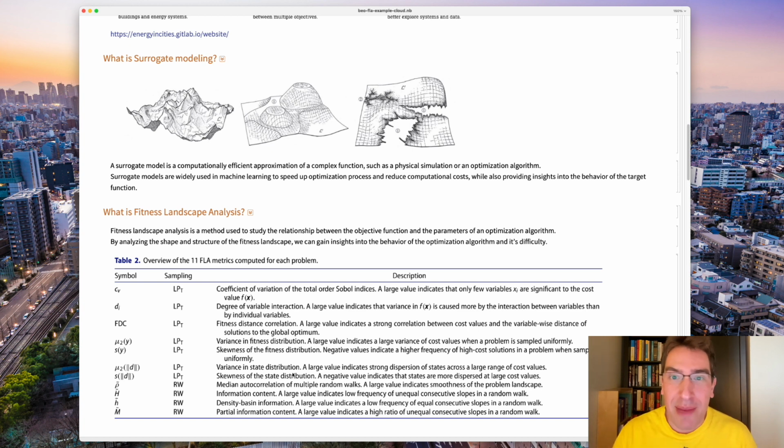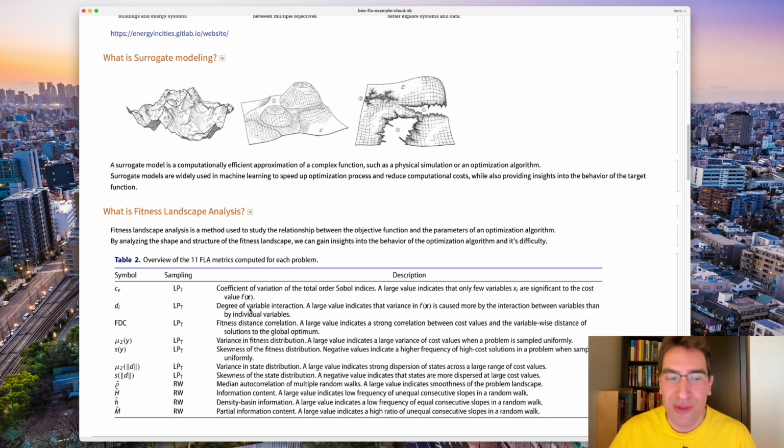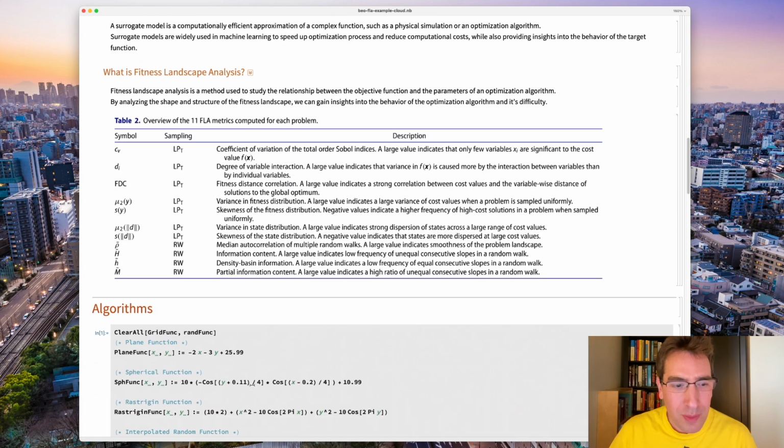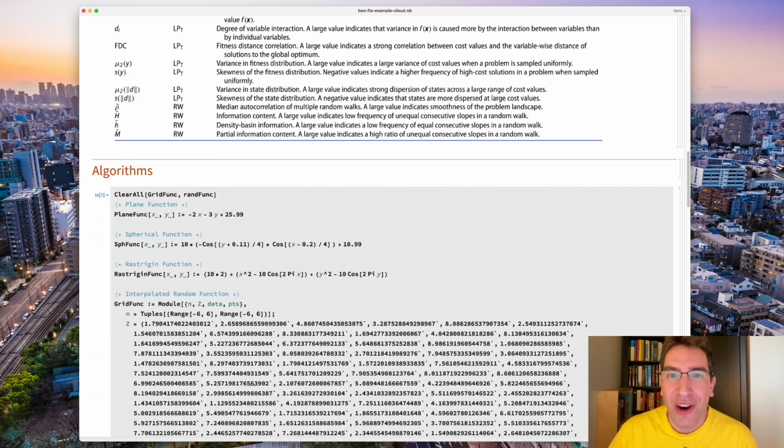Last year, I was able to hand you this table in Wolfram Mathematica to get a good understanding of them. The first two there are from Sobol analysis: the coefficient of variation and the degree of variable interaction. I would highly recommend that you use one of Python's well-maintained stats modules to evaluate those. It's much easier. And I'm going to look at some other ones that I use in my work: the fitness distance correlation, variance in fitness distribution, variance in state distribution, and the median autocorrelation, which is a type of random walk.